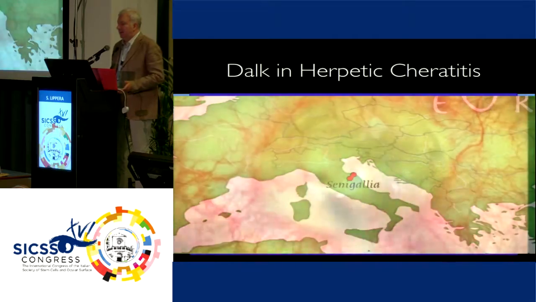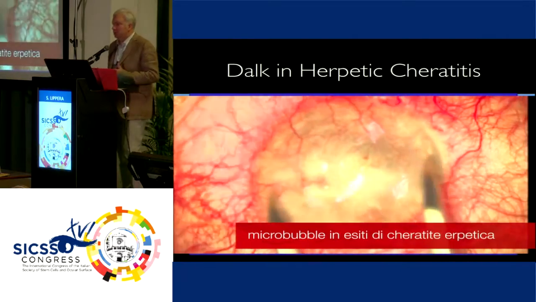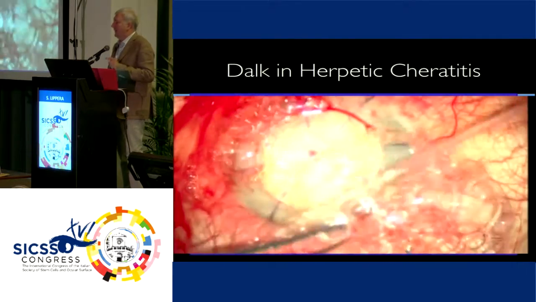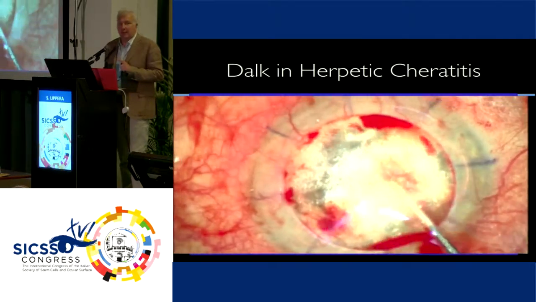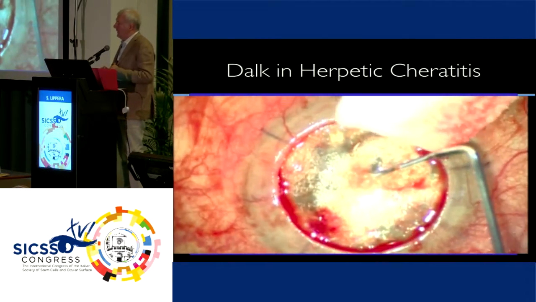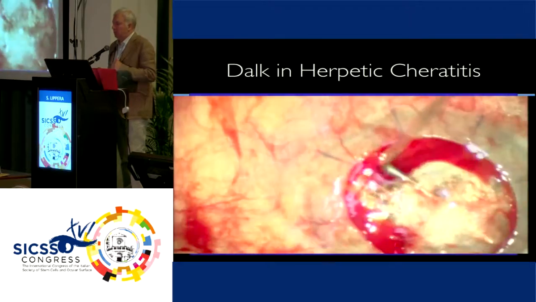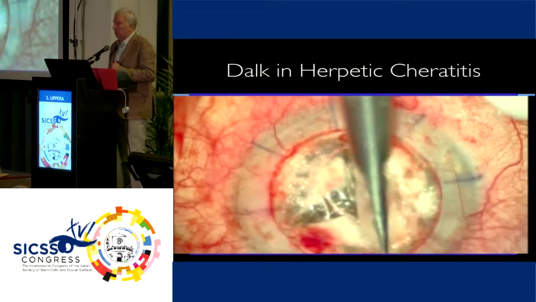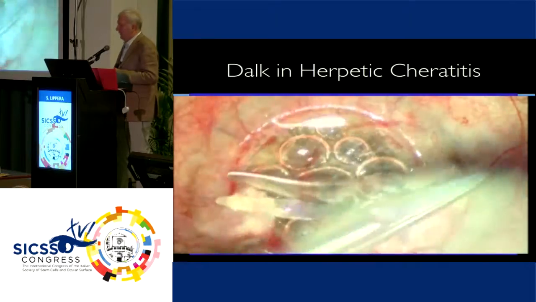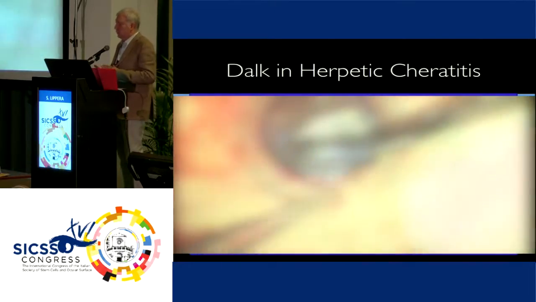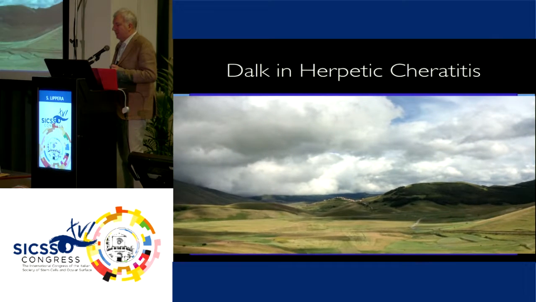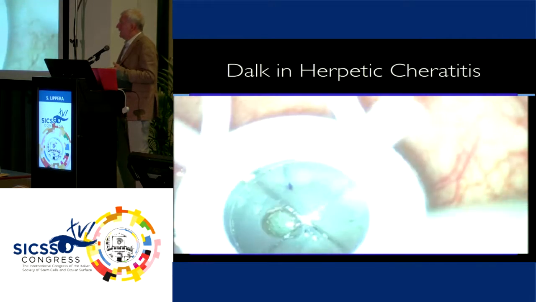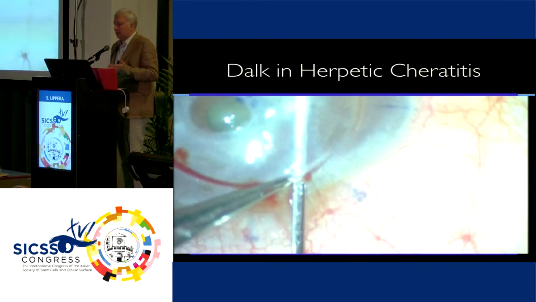But how could we manage DALK in herpetic keratitis? In my opinion, we might obtain equally good results by using air injection. Also, because air can help us stop bleeding. So we can, however, remove the stroma by means of microbubbles. We can find the Descemet and then remove the whole of the stroma and obtain, in these difficult cases, a good outcome.